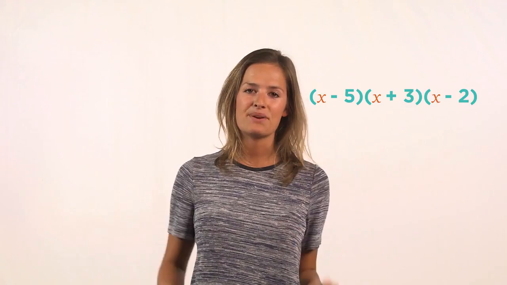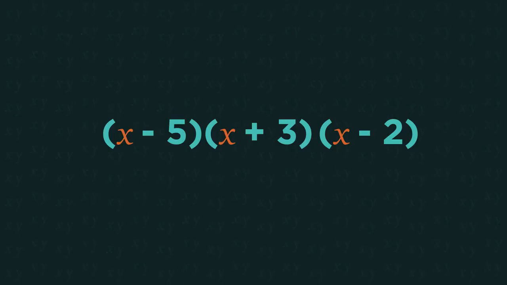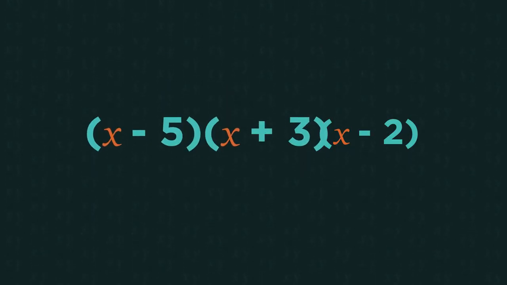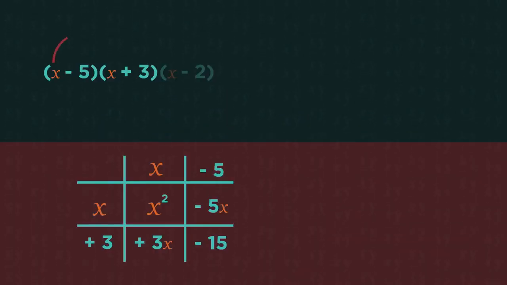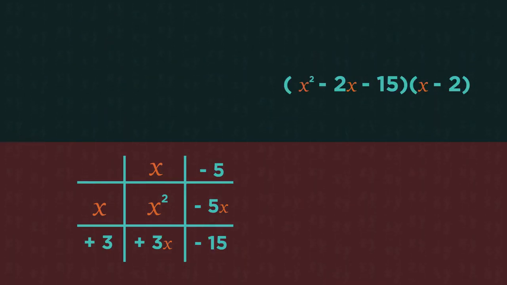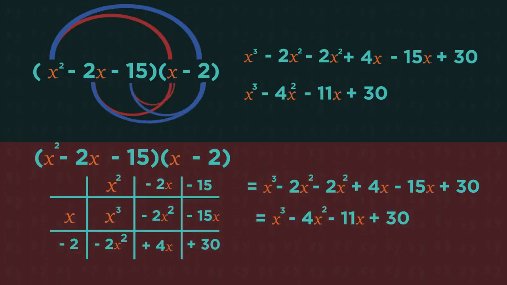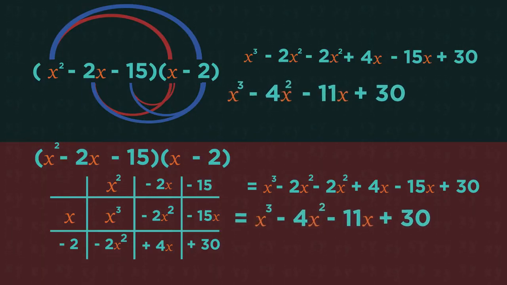So let's end with triple brackets. They follow the exact same process as double brackets. Start by expanding the first two brackets like you would normally. X squared plus 3x minus 5x minus 15. And simplify it. Now multiply this by the third bracket. Make sure you simplify to get the final answer.